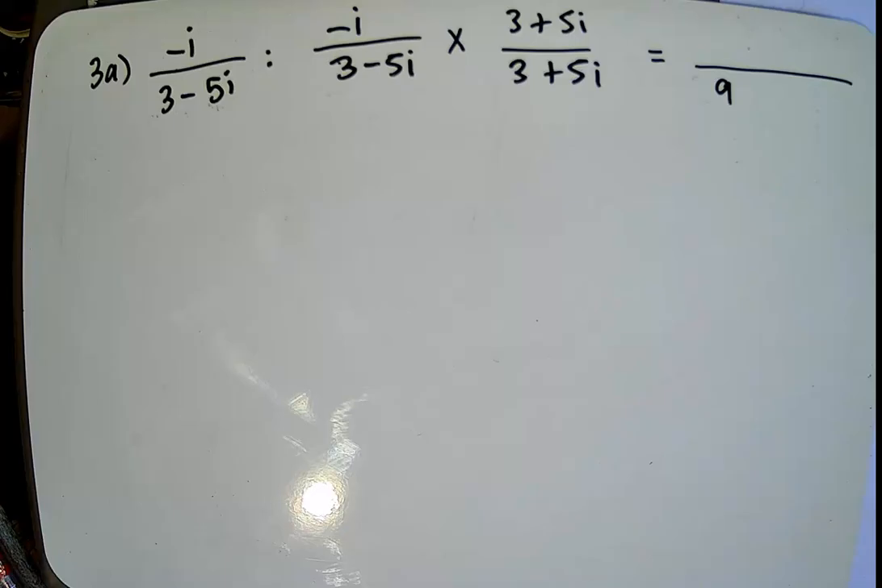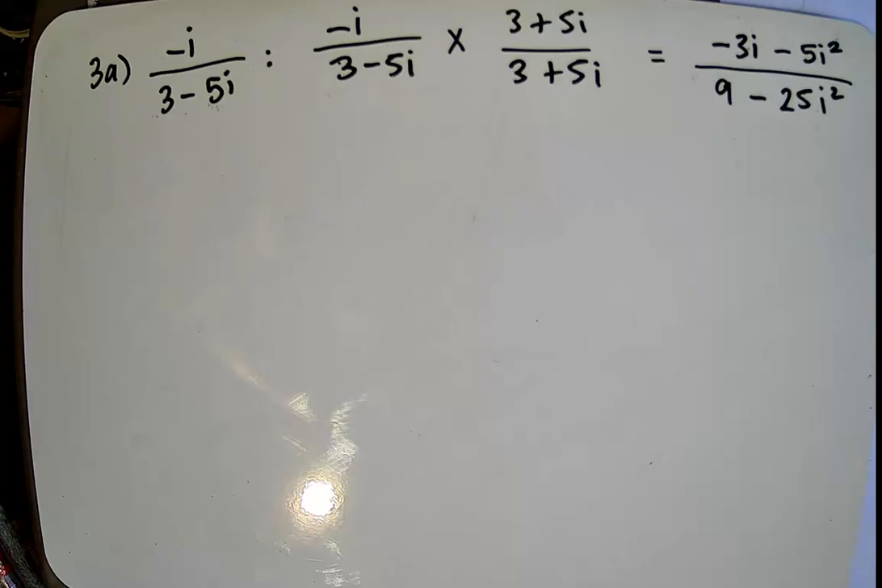So in the denominator, 3 times 3 is 9. And then square the last term because it's the difference of squares. Minus 25i squared. In the numerator, we will get that. So 3 times minus i is minus 3i. 5i times minus i is minus 5i squared.